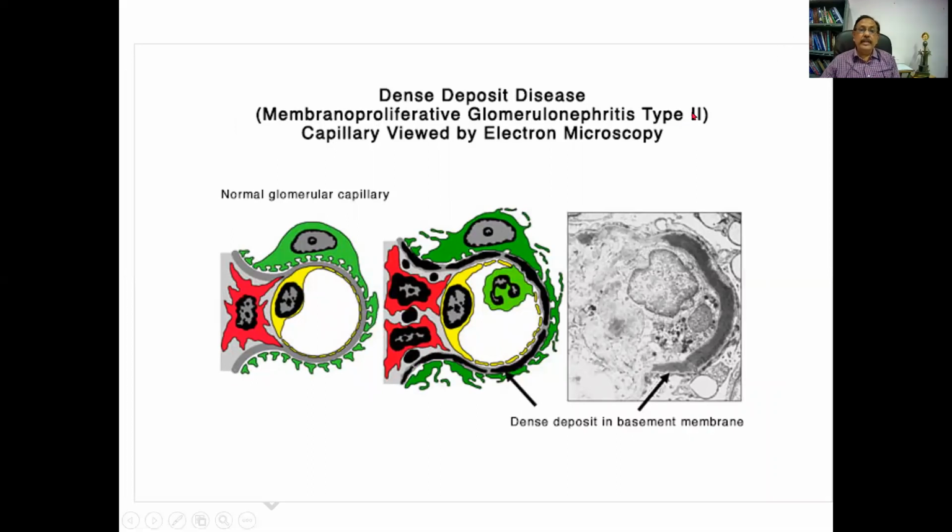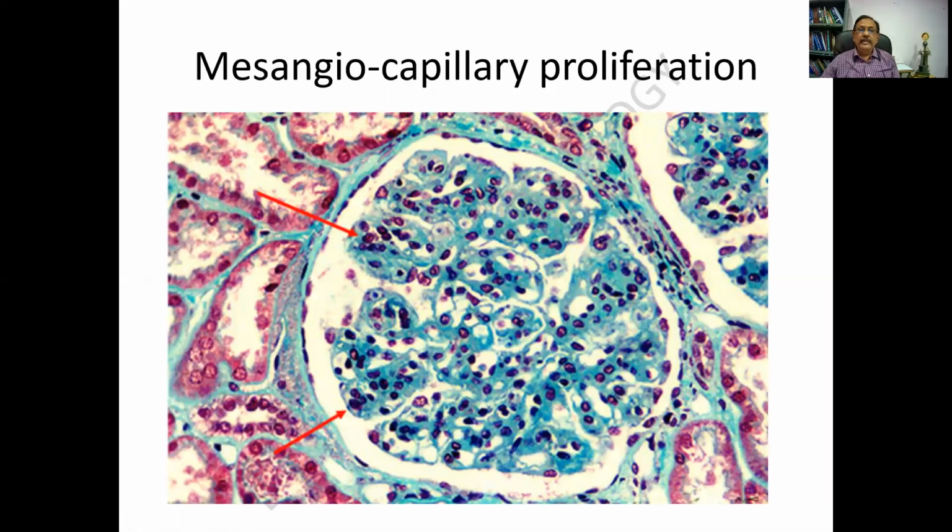Look at this picture, it is type 2, and here you find that there is an extension and it goes in between this, almost the middle of the basement membrane. As a result of which, this is the electron dense deposit. There is a normal basement membrane, both inner and outer to it. So this is called the dense deposit disease. In the light microscopy, it is called mesangiocapillary proliferation.